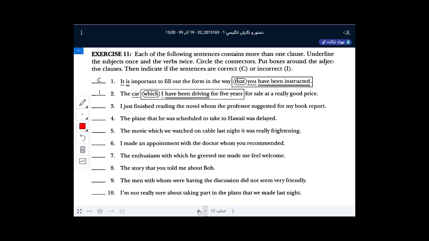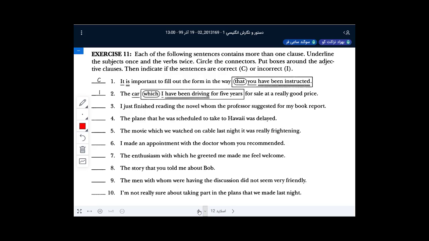Let me ask Sogand and then Sayed Arif, then Seper. Sogand? I made an appointment with the doctor whom you recommended. That's correct. Excellent. Number 6 is correct. Okay, next one. Sogand, go on. The enthusiasm with which he greeted me made me feel welcome. Again, correct. You're lucky. All correct.